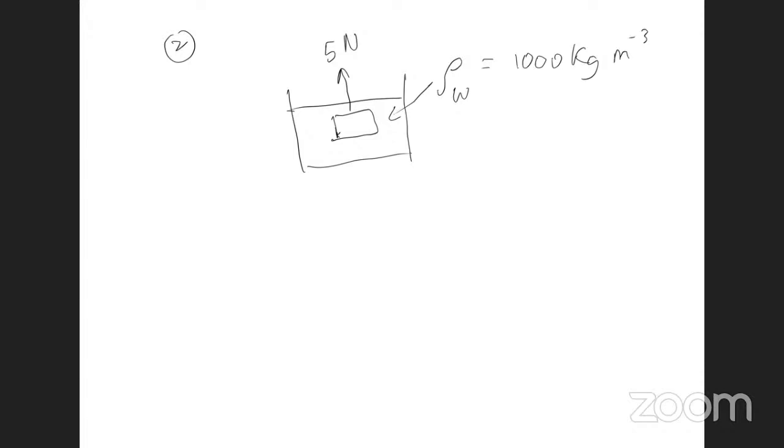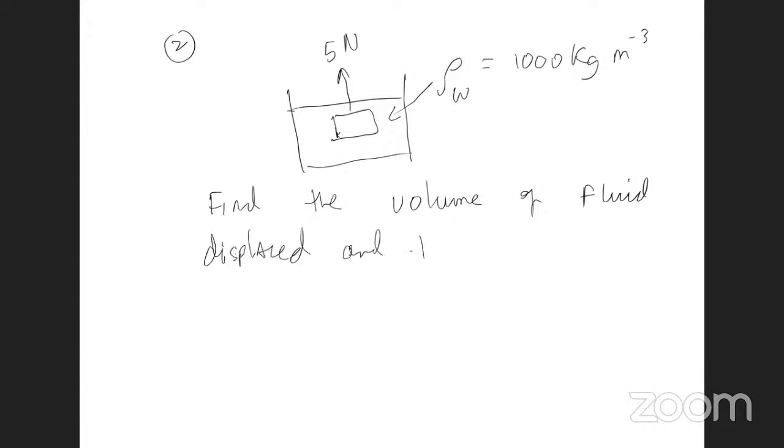So I've given you an object. The object is fully submerged in water. I am going to give you the upthrust. The upthrust is 5 newtons. The density of the water is 1,000 kilograms per meter cubed. Find the volume of the fluid displaced and the volume of the solid.